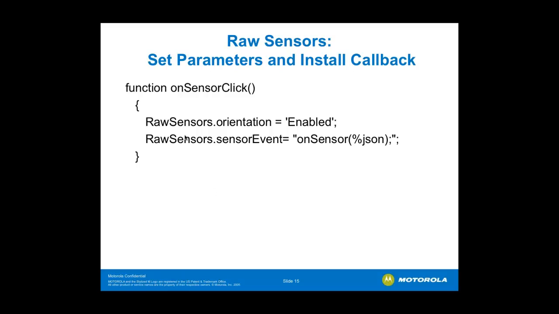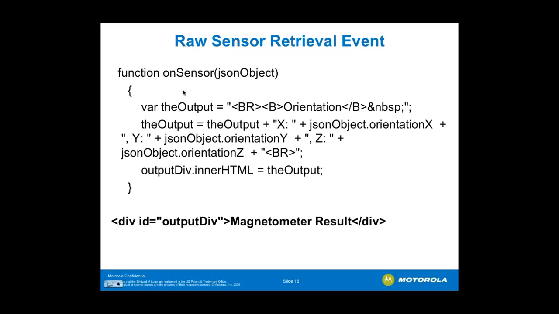So here's an example of setting the parameter and then installing the callback. We're going to say orientation is enabled, and we're going to install the callback for on sensor, which of course means that we have to do an on sensor click. So here's our function on sensor. We're going to create some output in HTML. Make sure to use valid HTML in here. Don't just slap strings in there. I guess you could. You just need to be careful that it's visible.